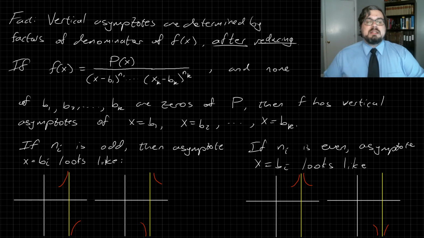I should also note at this point that when we're finding the zeros of the rational function, then the powers also matter there, which we will come back to and address in a moment. For now, let's just do a couple of examples of looking at these vertical asymptotes. And in particular, we'll talk about this important statement right here after reducing.